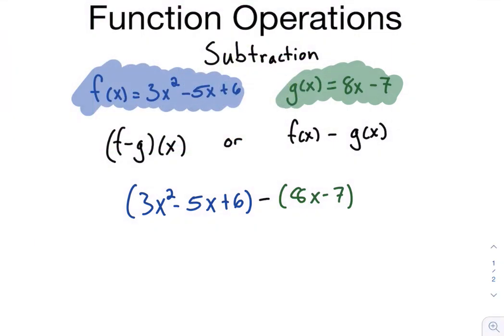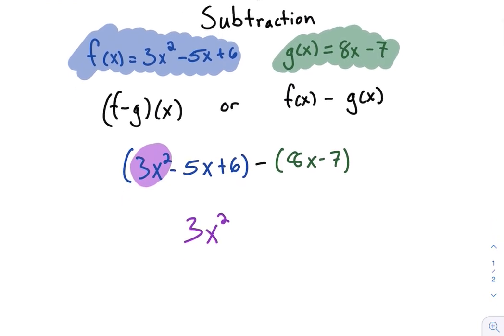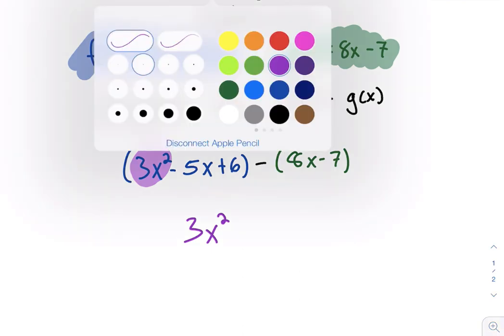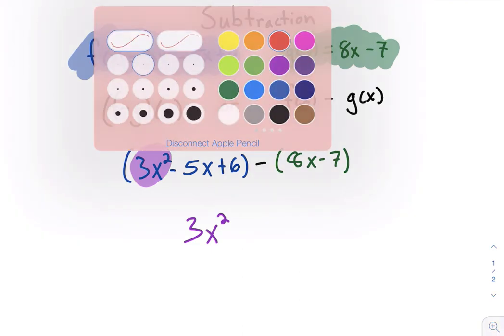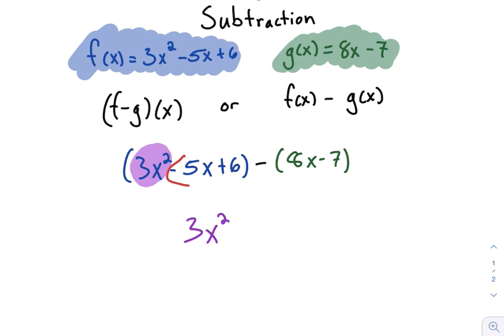So we're going to start with the first one, see what we have, a 3x squared. Again, like terms have the same combination of variables and exponents. And in this particular problem, there are no other x squared terms. So we're just going to have that 3x squared stay as is. And then again, I'm going to look at the next term. In this case, the next term is a minus 5x. So I'm going to go ahead and circle the minus 5x and see if there are any other x terms, in this case, the 8x.